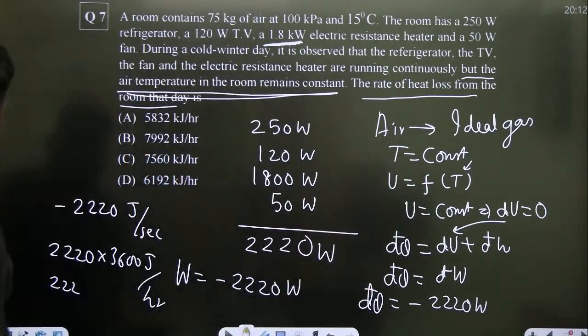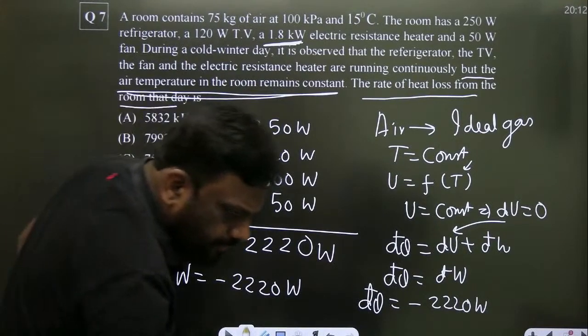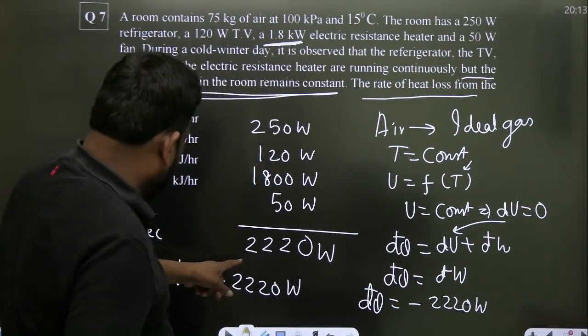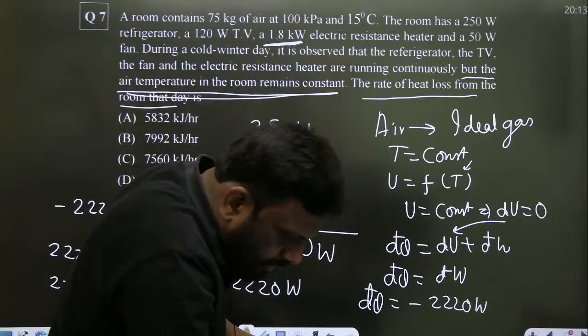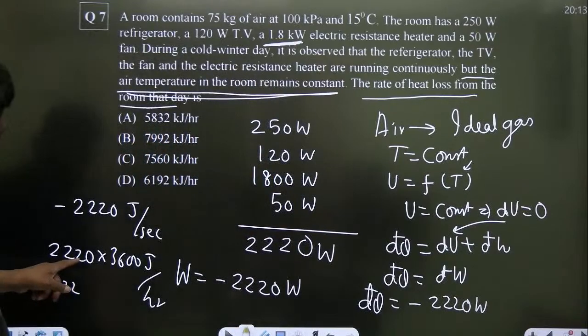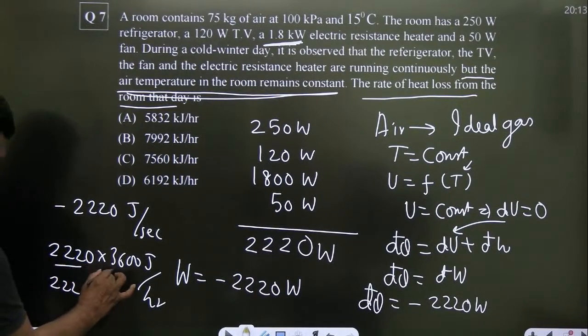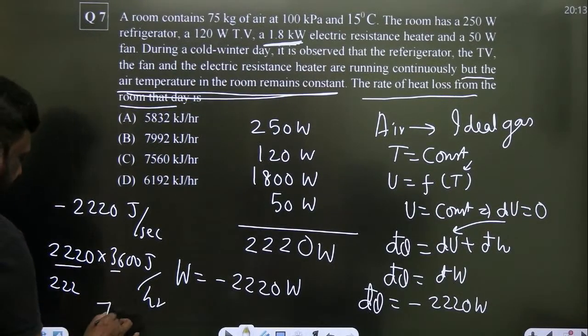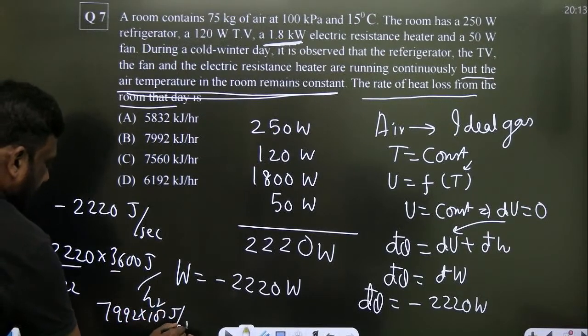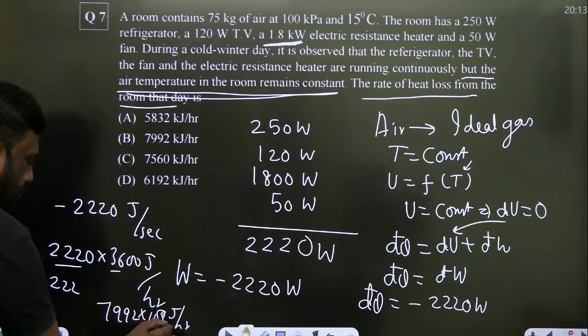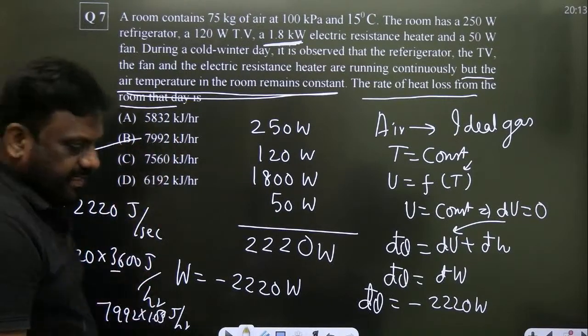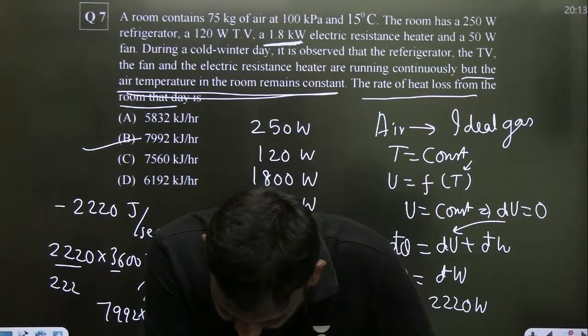Correct, absolutely correct. Okay, is it 222? I think this is coming as 220. 222 is correct, right? Yes, so how much did it come to, sir? This into this. I think you are getting this as 7992 into 10 power 3 joule per hour. What is 10 power 3? Kilojoule per hour. I think B is the right answer. Is it correct? Is B coming out right, sir?